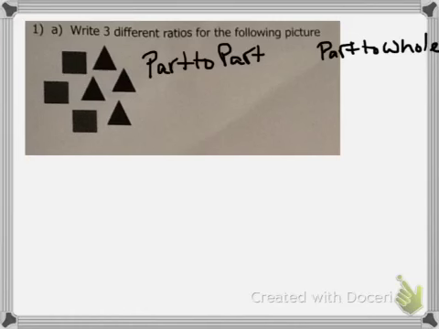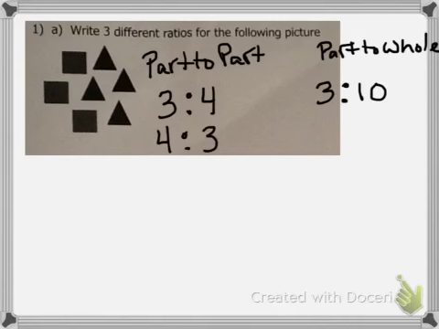All right, so the part-to-part references part of the picture. For example, my 3 squares to my 4 triangles. Or I can flip it around and say my 4 triangles to the 3 squares. Either way, the squares and the triangles are each part of the whole. If I talk about part to whole, we can compare the part of the squares to the total number of symbols, which is 7, not 10.